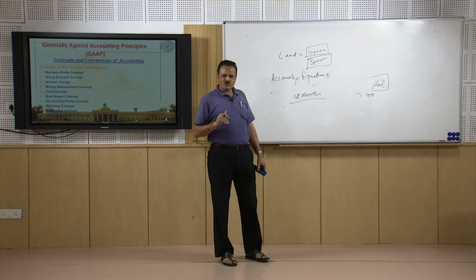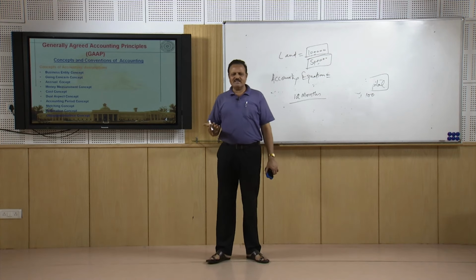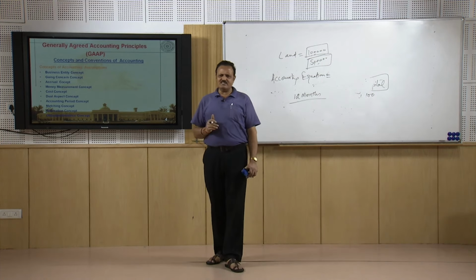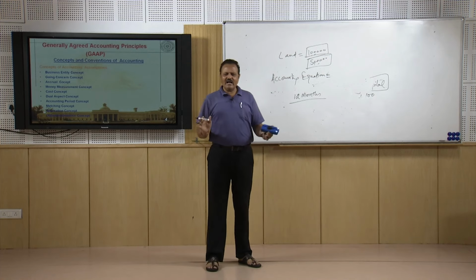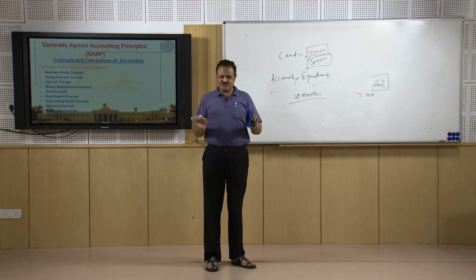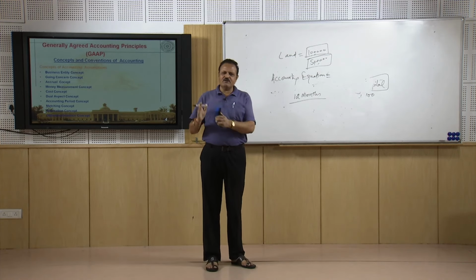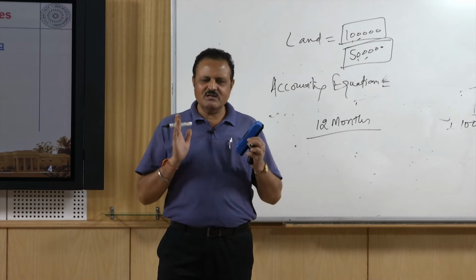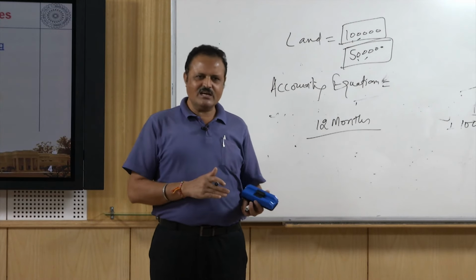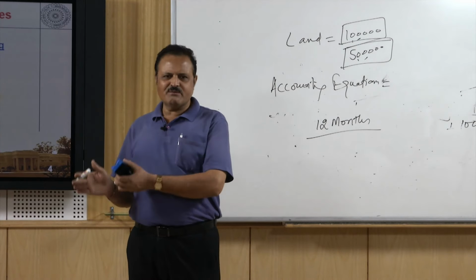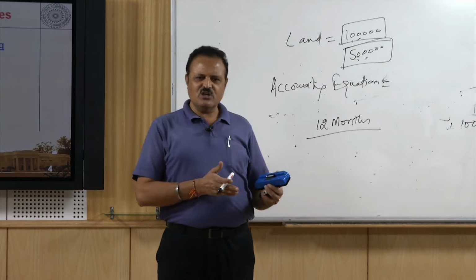Some firms might have October to September, some firms might keep it from July to June, depending upon their business, their convenience, their performance. They can select a period of 12 months, and after every 12 months we will measure the performance of the business. We will get to know whether the business is earning a profit or incurring a loss. If there is a profit, how much profit is there? If there is a loss, how much loss is there?